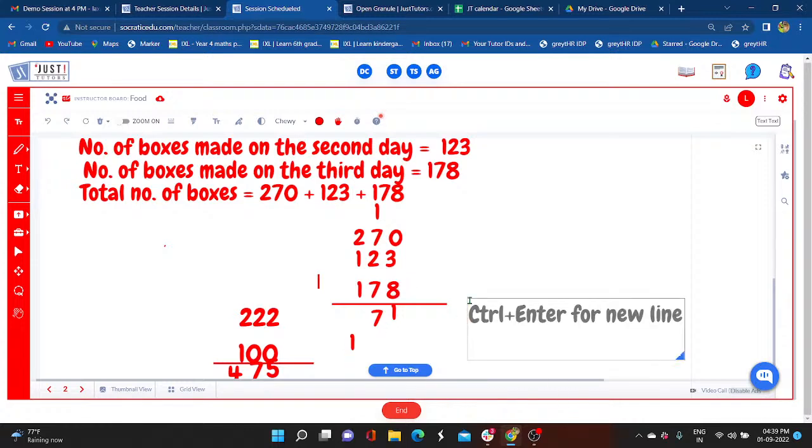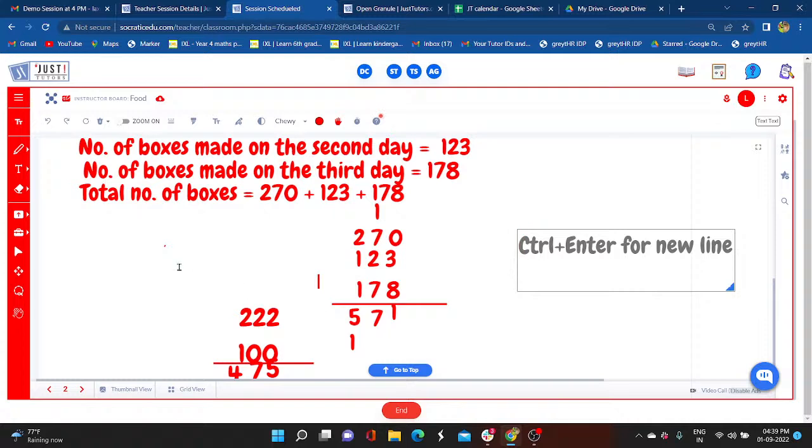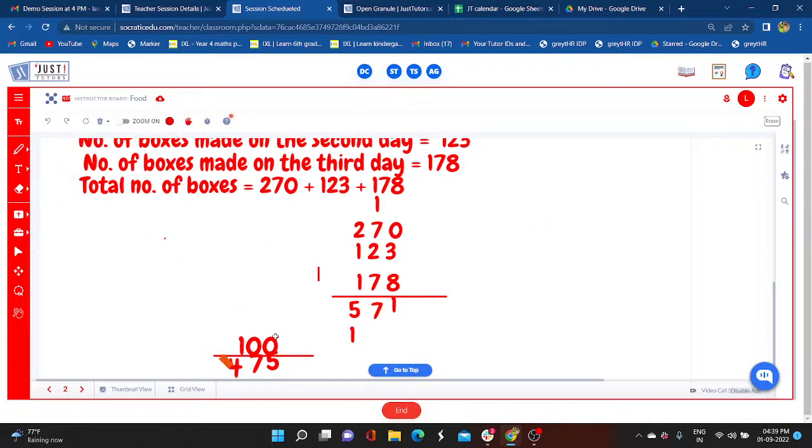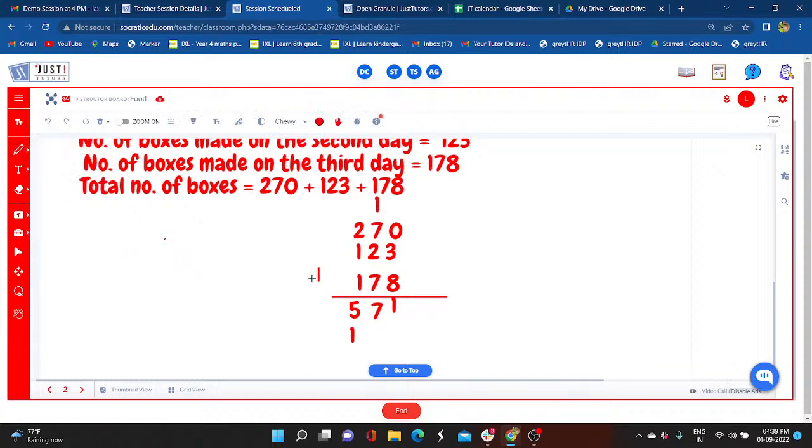Now we have to do 2, add 1, add 1. So 2 add 1 is 3, add 1 is 4, add 1 is 5. 571. So altogether there are 571 boxes, right? So there are these many boxes.